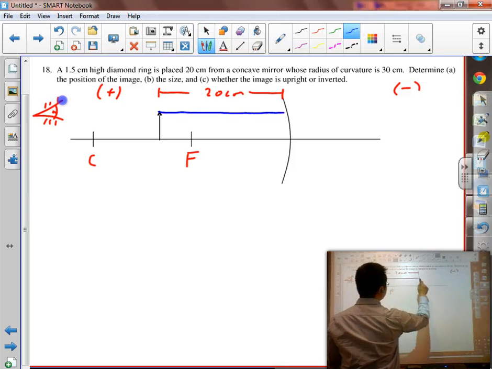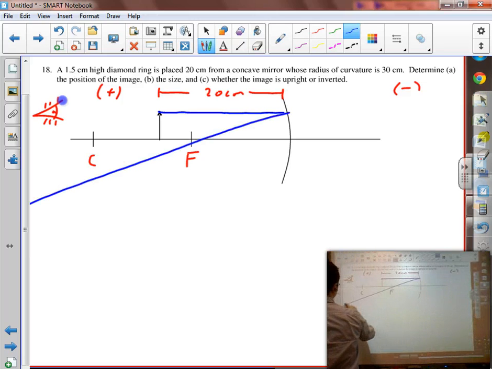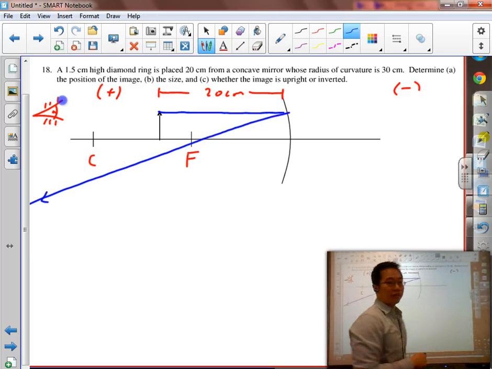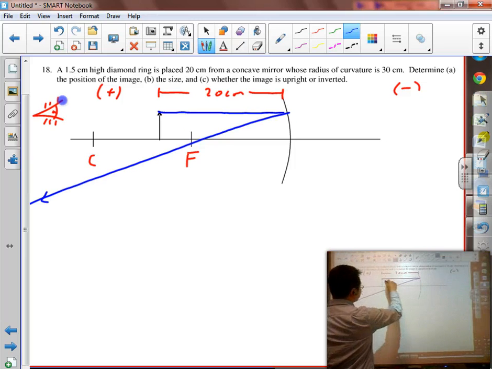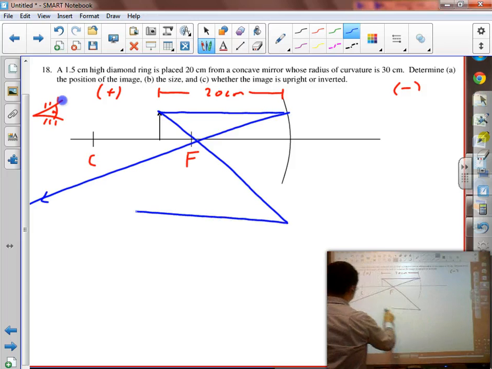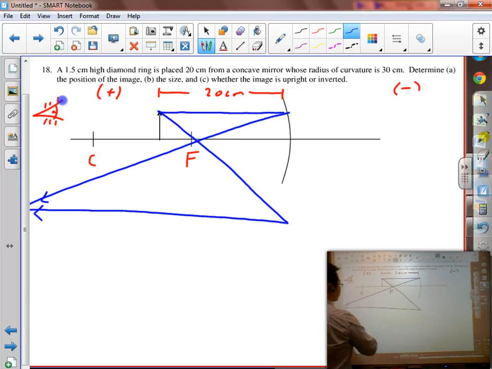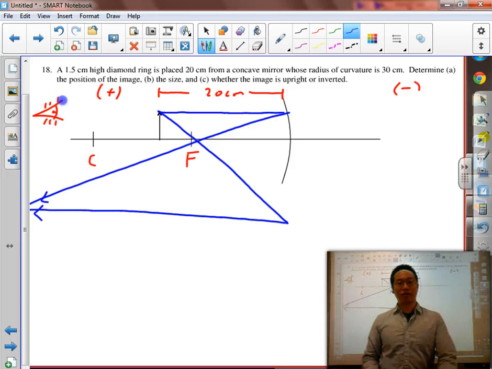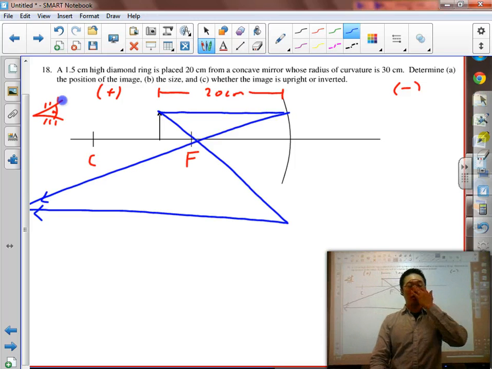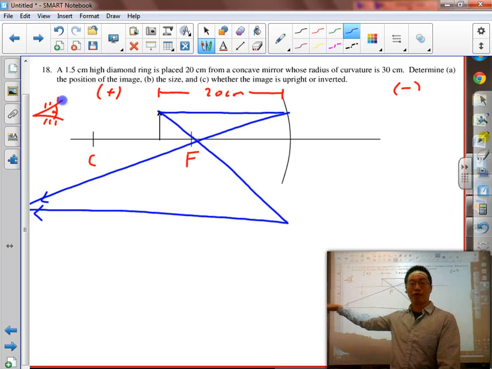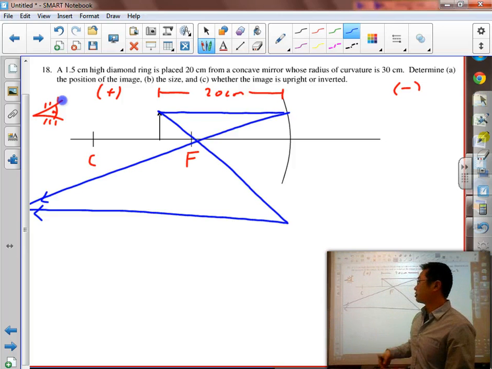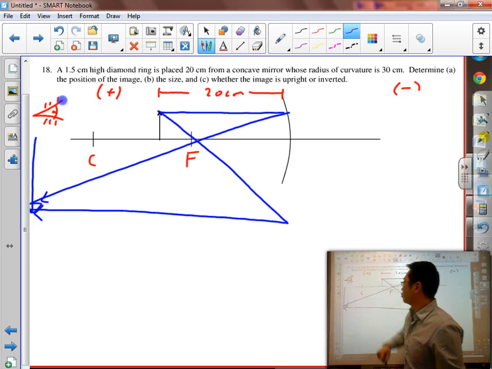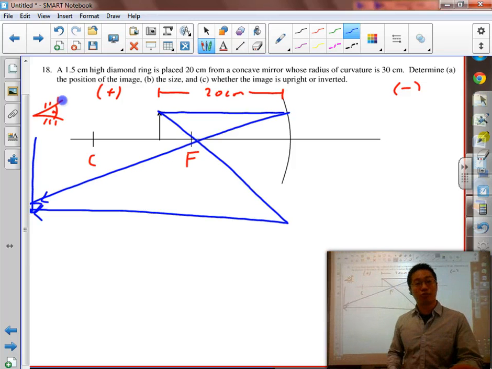We have parallel, then through F. I know I missed it just a little bit. And the second line is through F and parallel. Now, I know this is a terrible drawing, but we can see that overall it's going to match up somewhere back over there. And when it meets up, it's going to produce a larger image. Okay, let's see how this works out mathematically then.